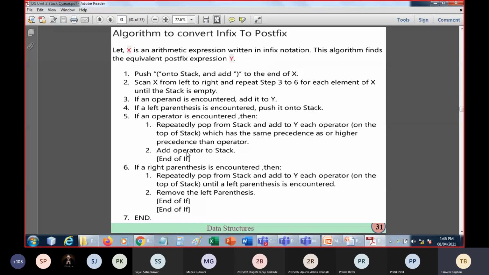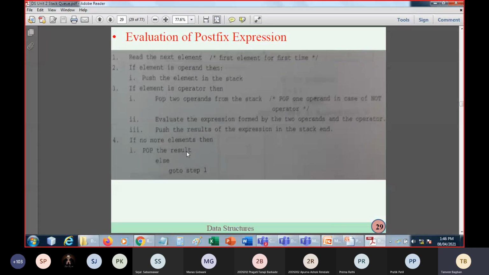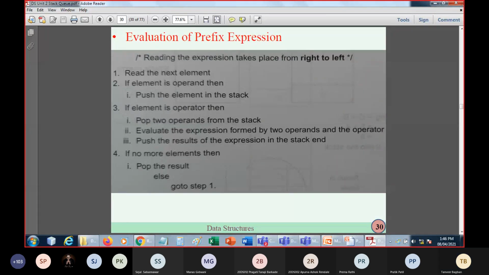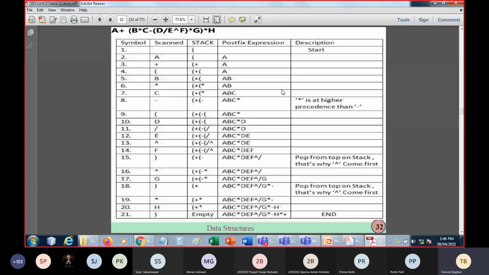Next algorithm is for evaluation of the postfix expression. That we have already seen, and this is the evaluation of prefix expression, and this is conversion of infix to postfix. You can see this example is given over here. This is the postfix stack and this is the postfix expression.